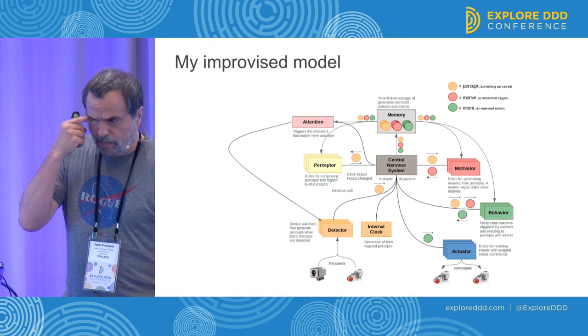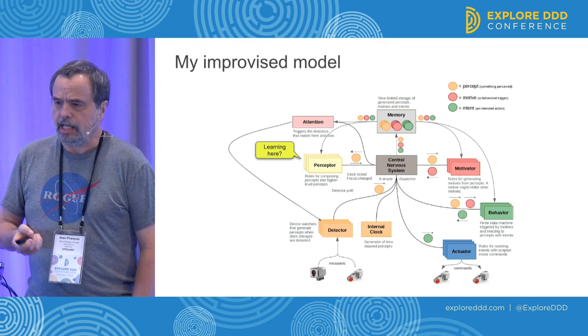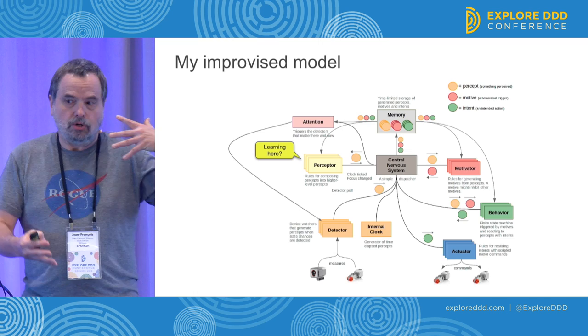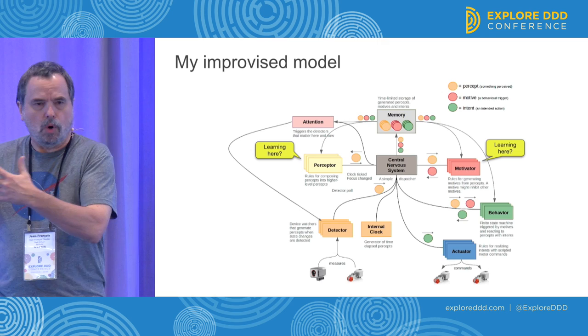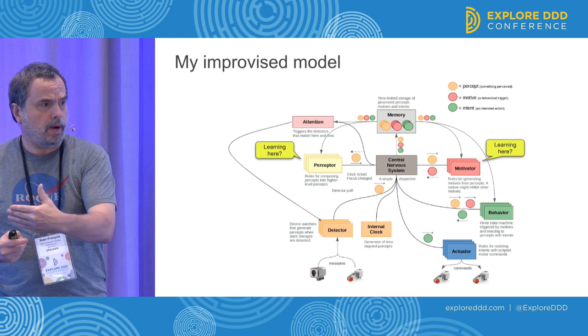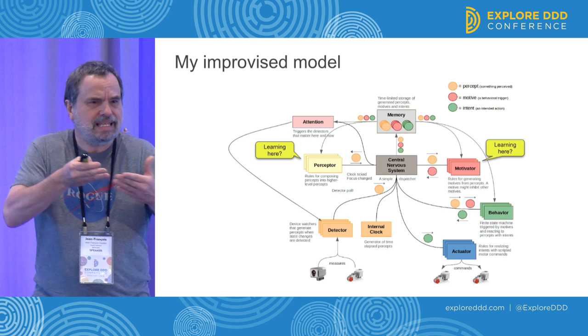So I went back and I looked at my improvised model, and I won't go through the whole thing, but basically I looked at my perceptors, which establish a hierarchy of perception, and I said, could learning happen there? But it was just too hard-coded. I looked at my motivators. Motivators decide what should be the current goals of the robot. And same problem, they're just too hard-coded. And I can't see how I can introduce learning into this.